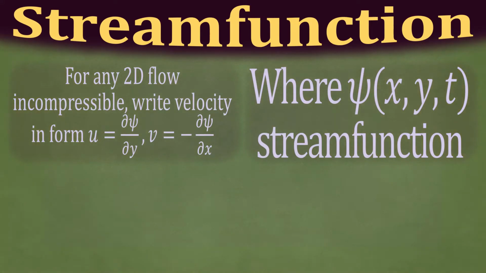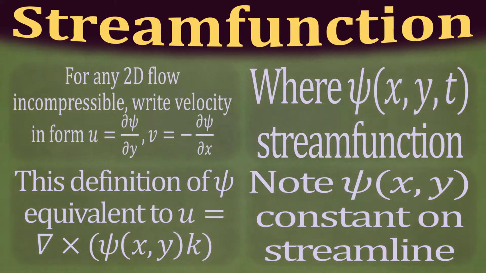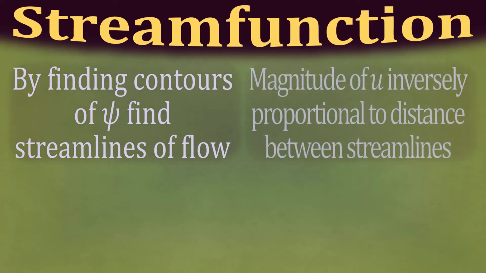Note that this definition of ψ is equivalent to saying that u is equal to the curl of ψ(x,y) k. Note that ψ(x,y) is constant on a streamline. Thus, by finding the contours of ψ, we can find the streamlines of a flow. Note that the magnitude of u is inversely proportional to the distance between streamlines.